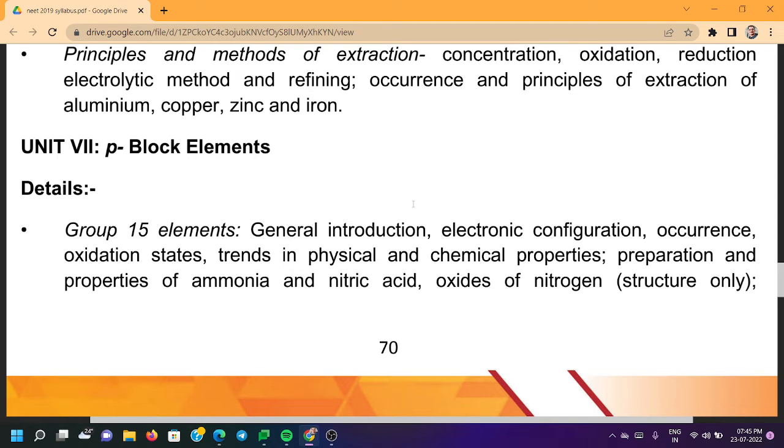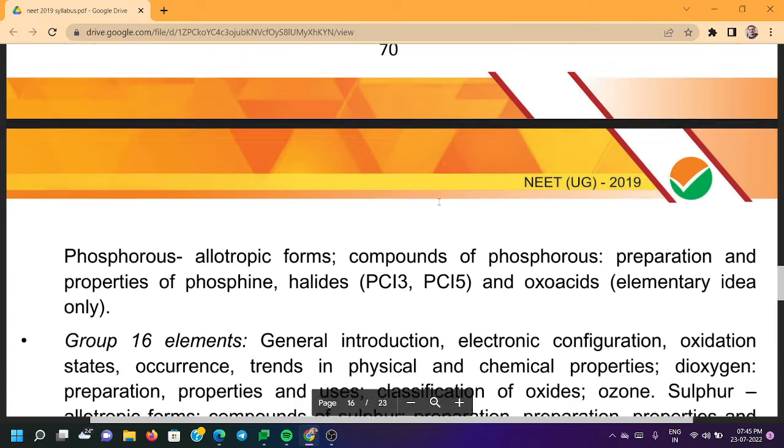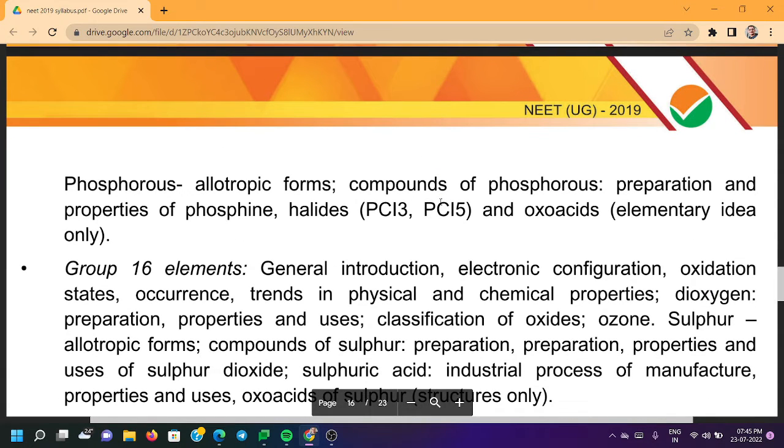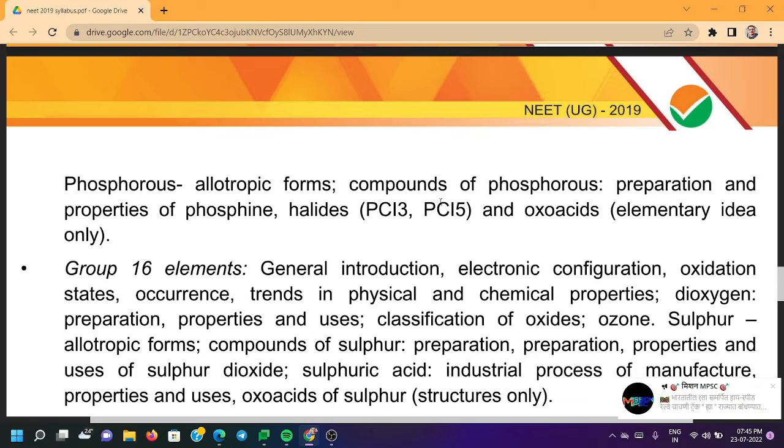Class 12th Chemistry Unit 7 P Block Elements. Group 15 elements, general introduction, electronic configuration, occurrence, oxidation states, trends in physical and chemical properties, preparation and properties of ammonia and nitric acid, oxides of nitrogen, structure only, phosphorus, allotropic forms, compounds of phosphorus, preparation and property of phosphine, halides, PCl3, PCl5, and oxoacids.